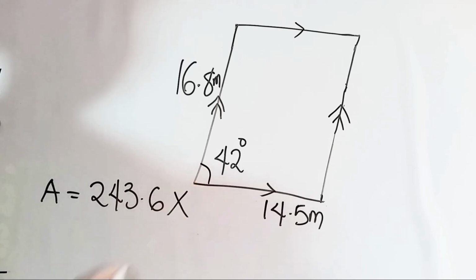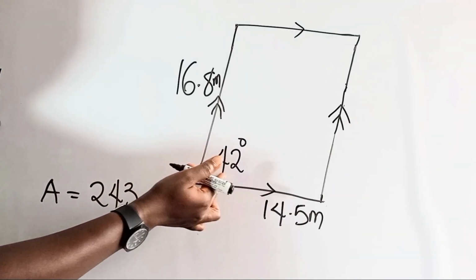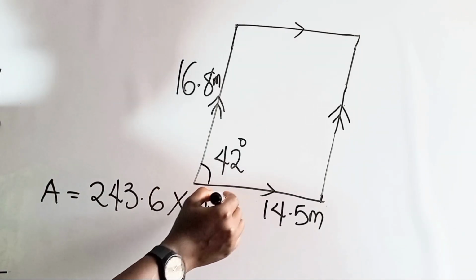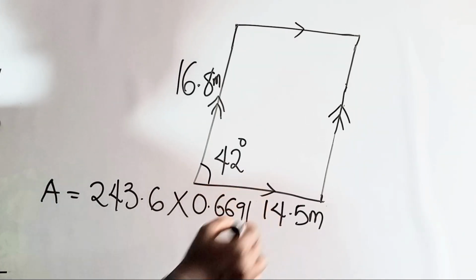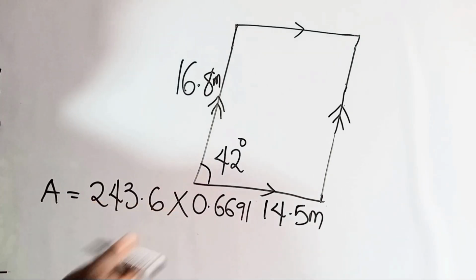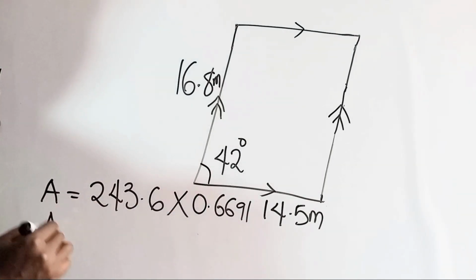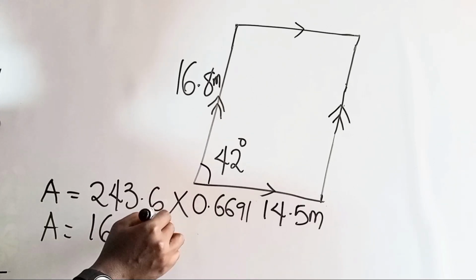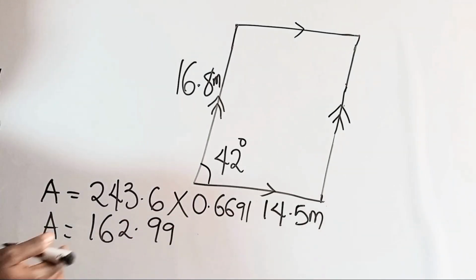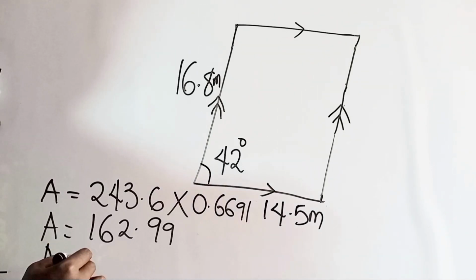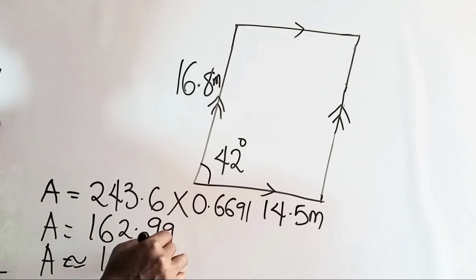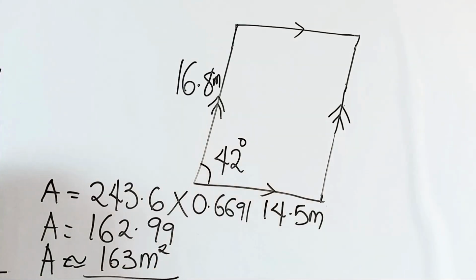Area equals, multiply 16.8 and 14.5, you have 243.6. And then using our table of sines of angles to check for sine 42, we have 0.6691. Now let's multiply these values. We have the area equals 162.99. Approximating the area to the nearest whole number, we have the area is approximately 163 meters squared, and this gives us our answer.